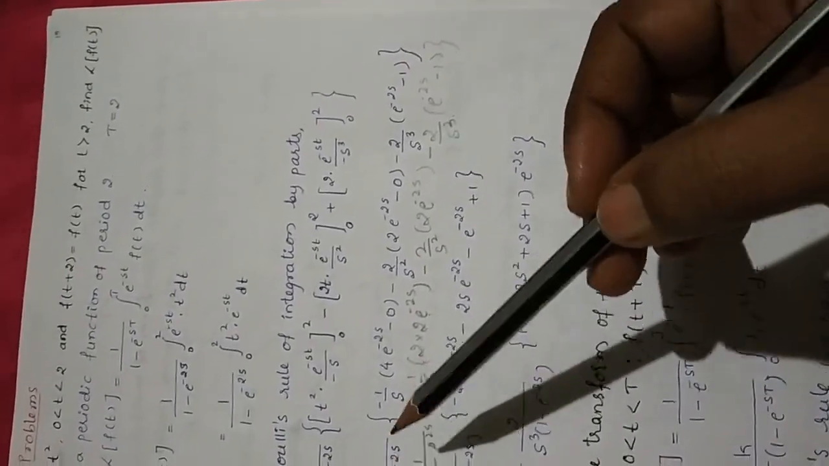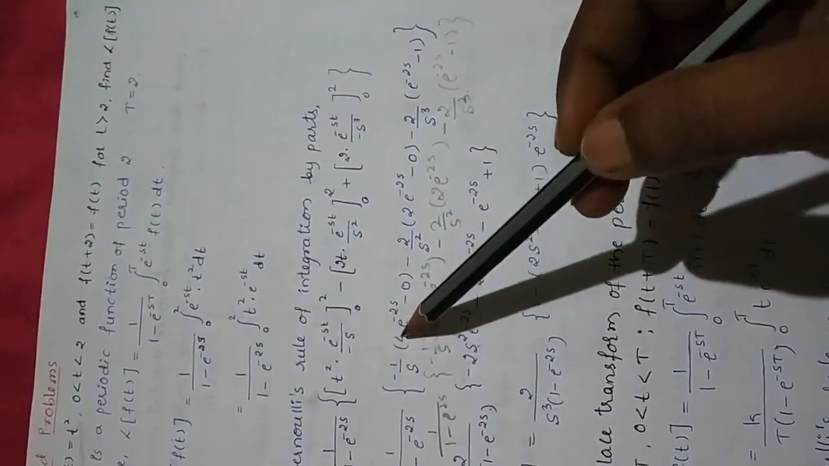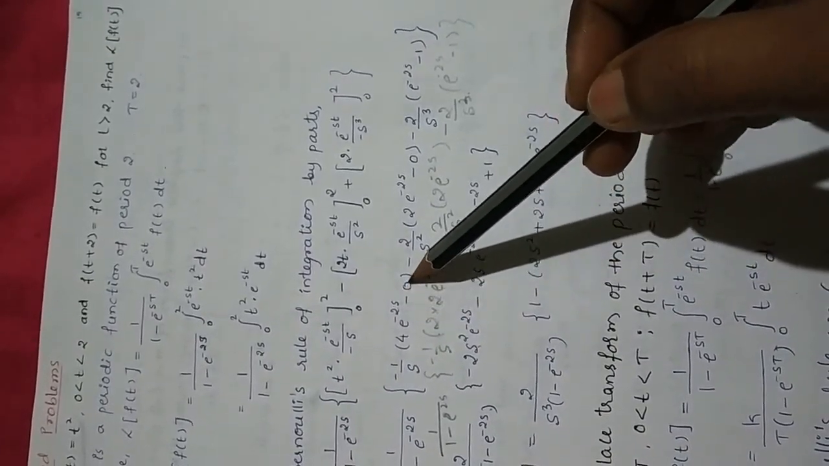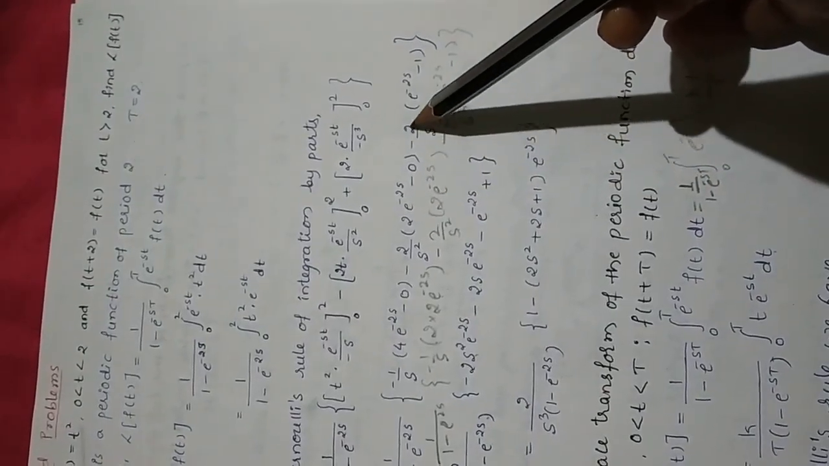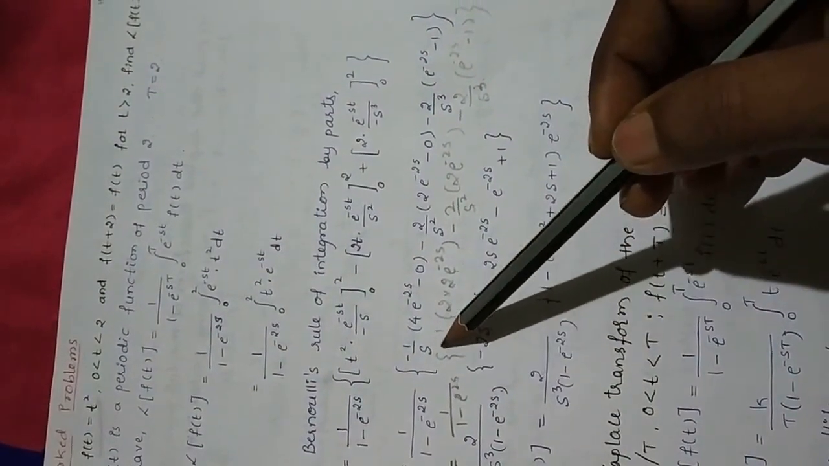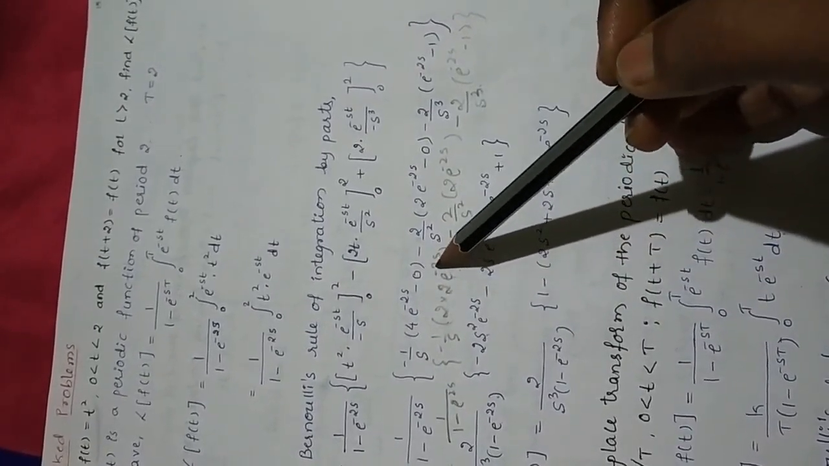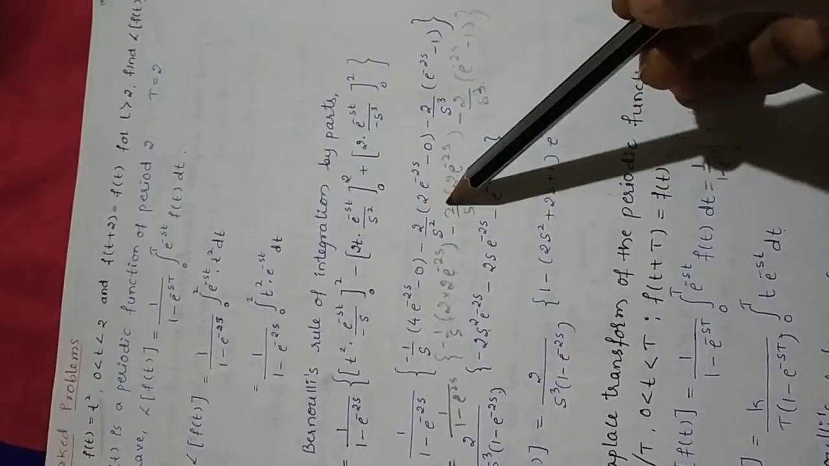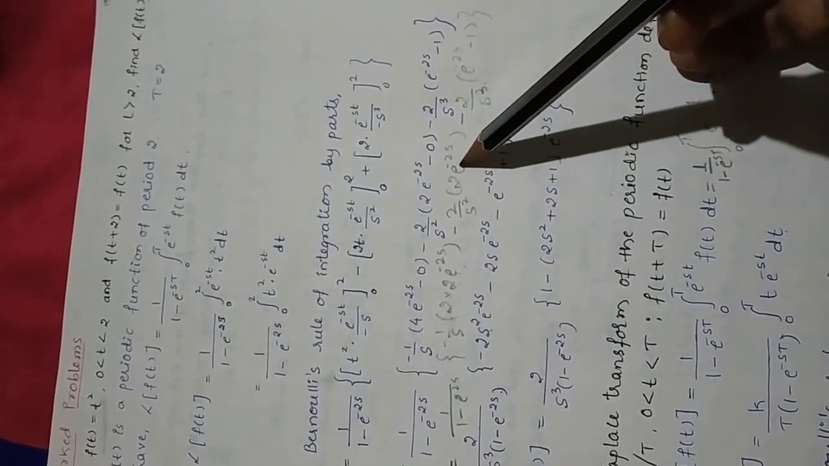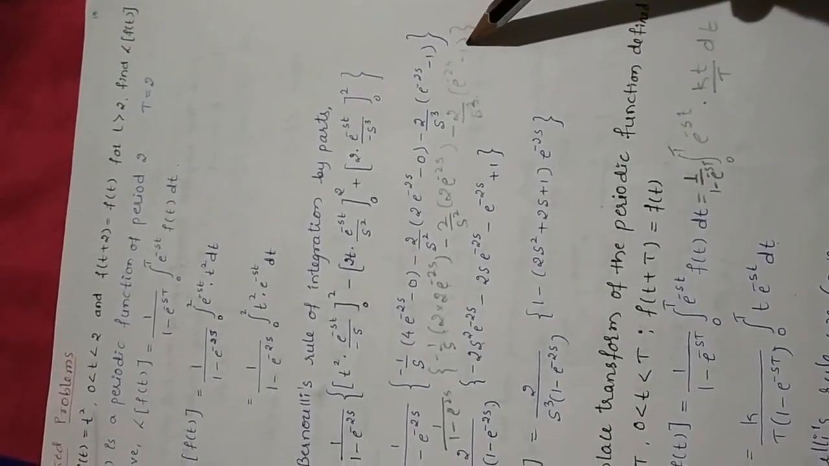Therefore, we have obtained the term 1 upon 1 minus e raised to minus 2s into bracket minus 1 by s into 4 e raised to minus 2s minus 0, minus 2 by s square into 2 into e raised to minus 2s minus 0, minus 2 by s cube into bracket e raised to minus 2s minus 1. I have written 4 as 2 into 2.